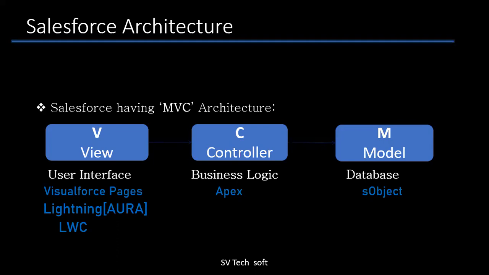M is nothing but model. Model comes under database. Then V is nothing but view. View comes under user interface, meaning look and feel, screen, front end. V is the front end, model is the back end. Then C is nothing but controller. The business logic. This works as a middle layer.